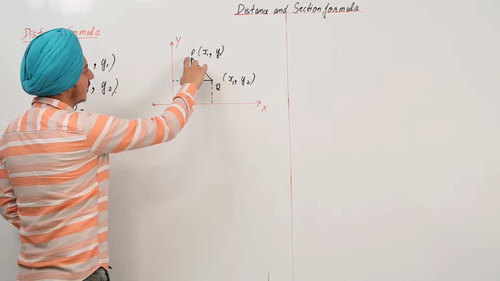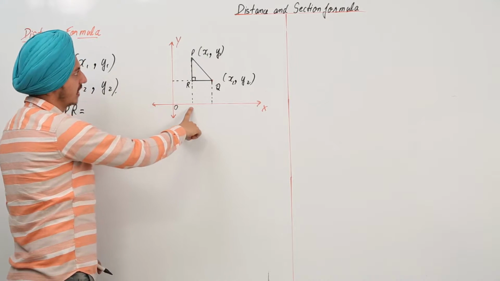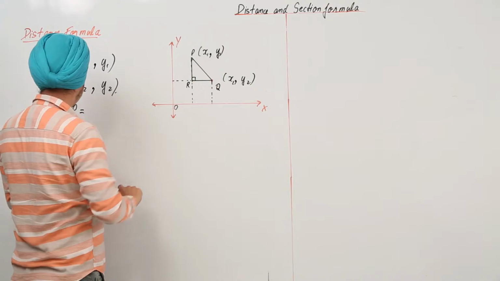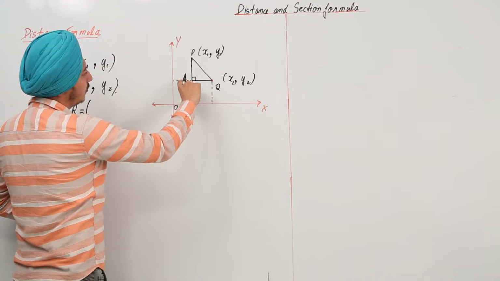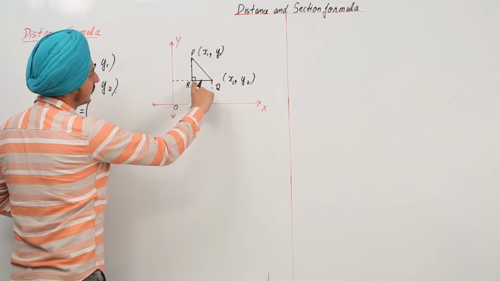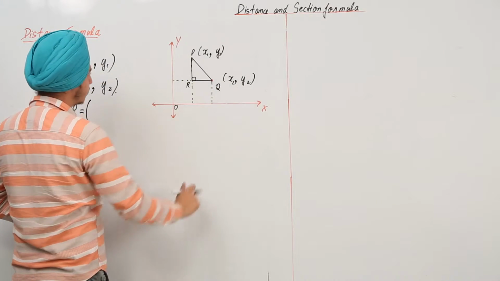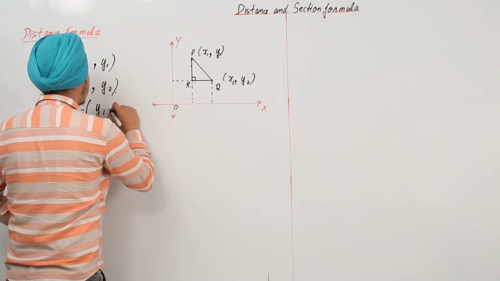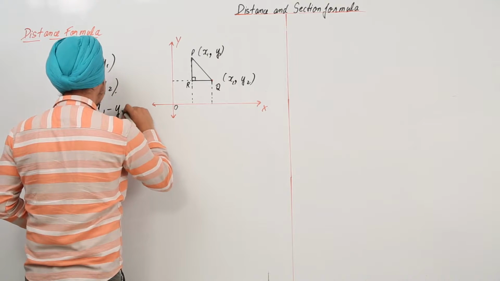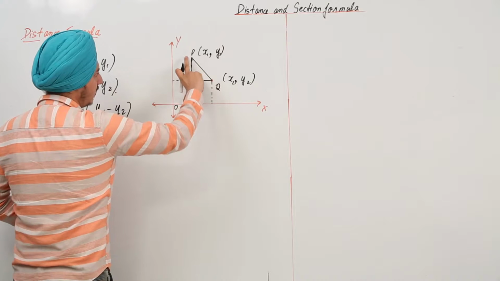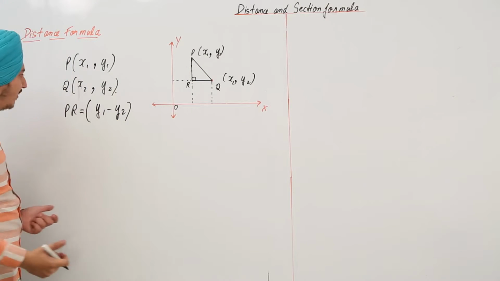This distance starting from here till this x coordinate is y1, right? And tell me what this distance is. This distance starting from R to here is y2. So PR is y1 minus y2. Am I right? y1 minus y2. Simple enough.